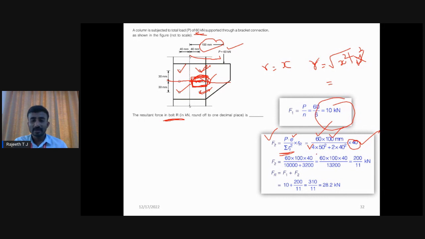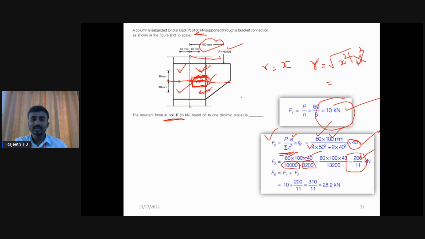Okay, if you calculate that, you will get the answers like this: 10,000 and also 3,200 if you consider all the 6 bolts. So if you substitute into the formula here, finally you will get the value of F2 as 200 by 11 kilonewton. So F1 is 10, F2 is 200 by 11.